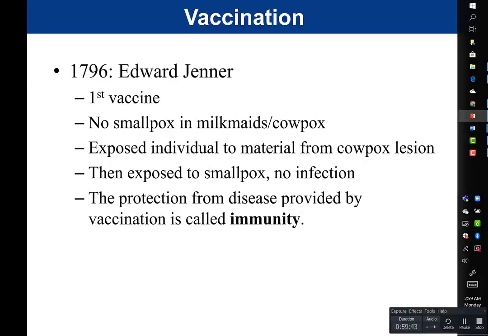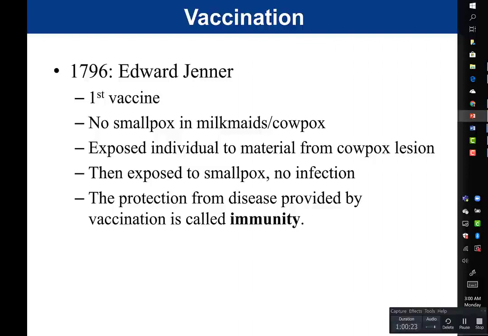In 1796, we have Edward Jenner. Edward Jenner was basically one of the first to develop a vaccine. And one of the things that he noticed was during this time, smallpox was a very deadly disease. However, he noticed that milkmaids didn't tend to get smallpox. However, they did get cowpox from working with the cows. And when they got this cowpox, it was much milder. It didn't have the same severity that smallpox had, but those milkmaids didn't contract smallpox.